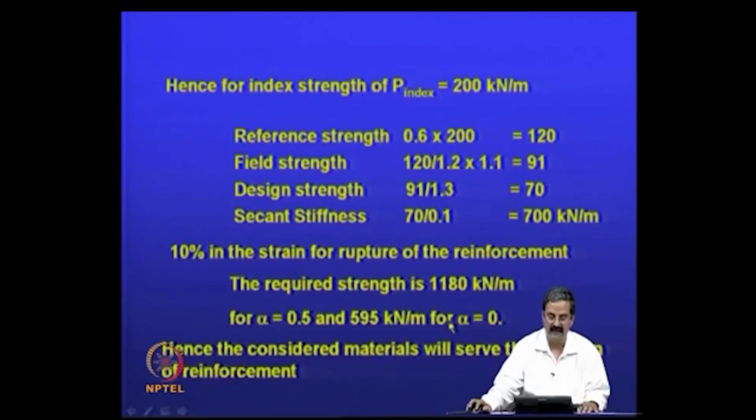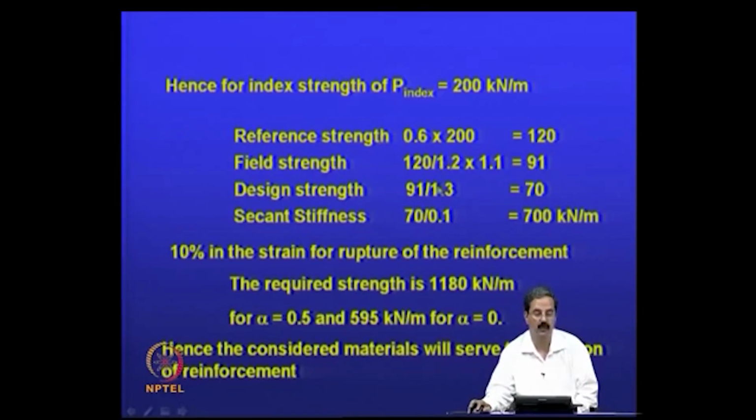So, if you do all that, you take an index strength of about 200. What happens? The reference strength is 0.6 into 200, which is 120. Then the field strength value is again 120 divided by 1.2 into 1.1, so 91. For design strength you need another factor of safety of 1.3 global. So, 91 divided by 1.3 is 70. So, the stiffness is 70 divided by 0.1 shear strain, which is 700 kilonewton per meter.